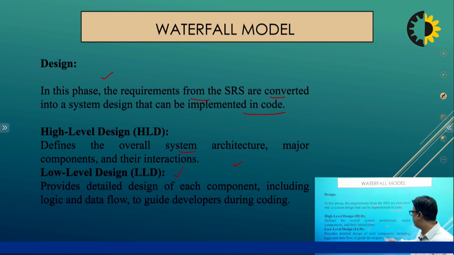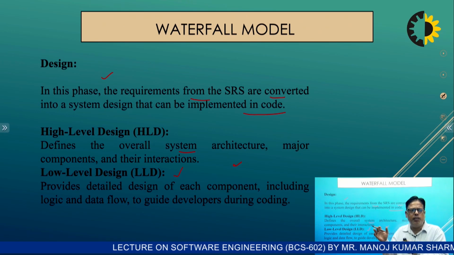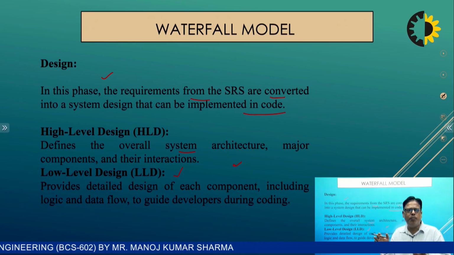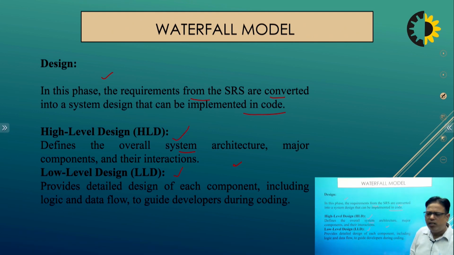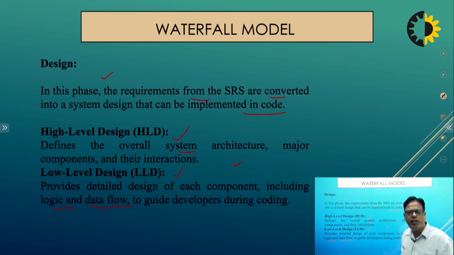HLD covers the overall system architecture, major components and their interactions. Basically, HLD defines the major components of the software, the interfaces, the collaborations and the interactions between the components. These components are defined in the high level design. In LLD, low level design, each component is detailed, including which types of logic are used in the software design, and the data flow, how data flows, using DFD and ER diagrams to guide developers during coding. So these are the design phases.